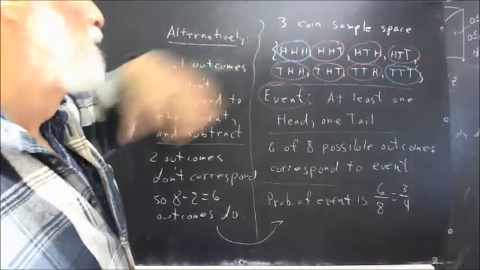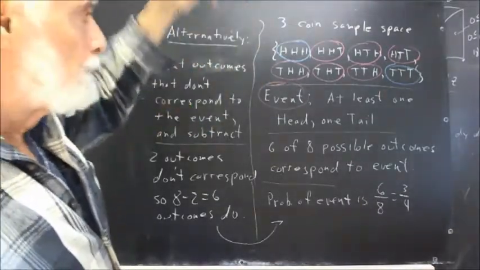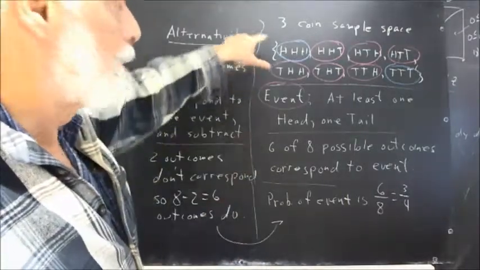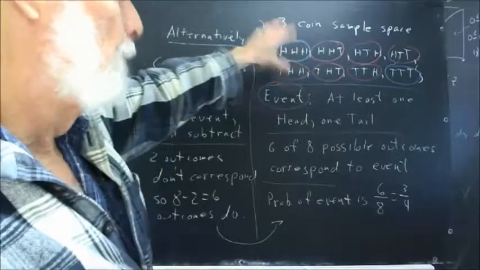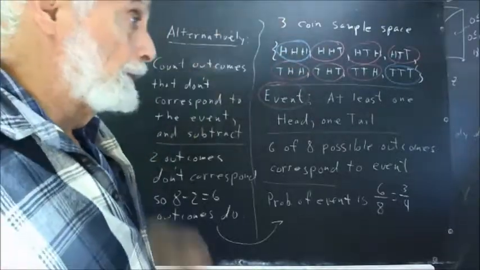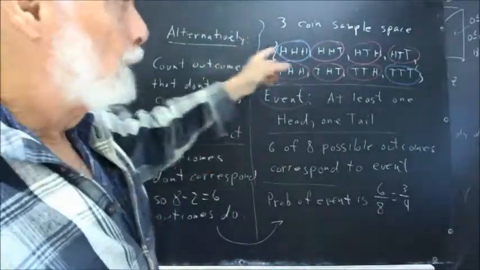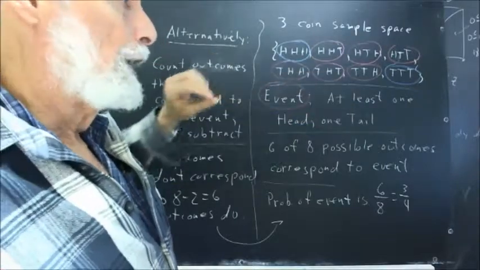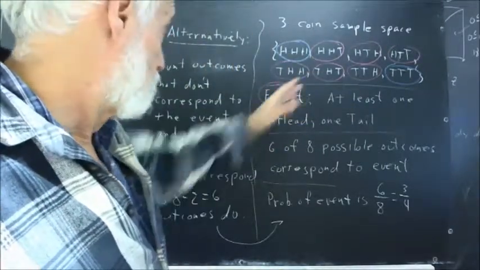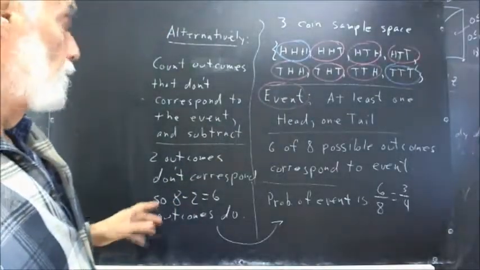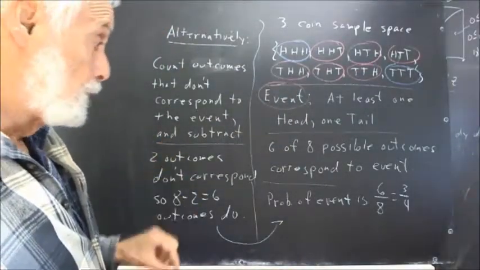If you have, let's say, 4,096 elements in your sample space, 4,096 possible outcomes, and only 2 of them don't correspond, it's a lot easier to count the ones that don't than the ones that do. And that's a lesson we want to take on as we move forward in the course.